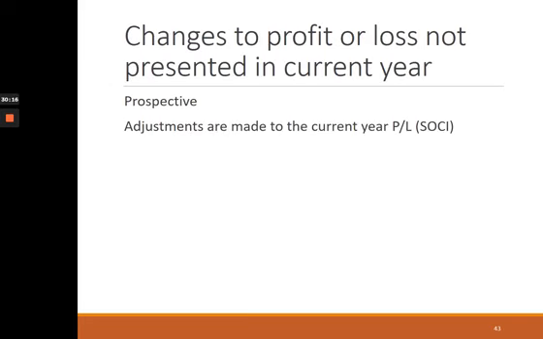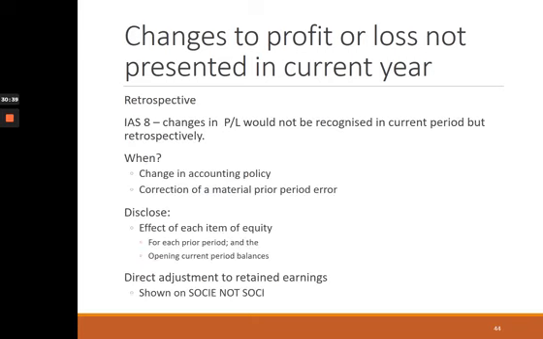Any changes to profit or loss not presented in the current year. So if we have a change in accounting estimate, then we will make a prospective change to our profit or loss. All of these adjustments are made in the current year. So at this point in time, you do not have any examples dealing with this. We will look at this when we study IAS 8 later on this year.